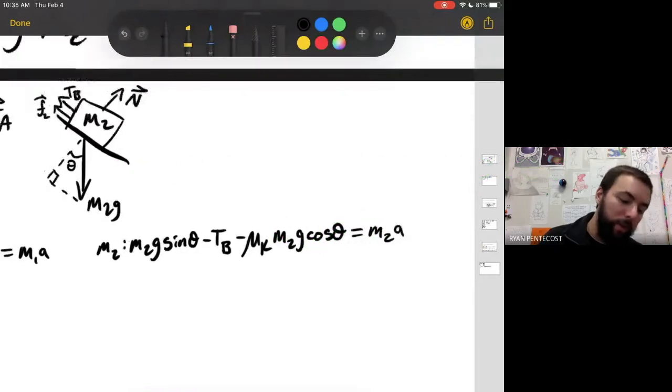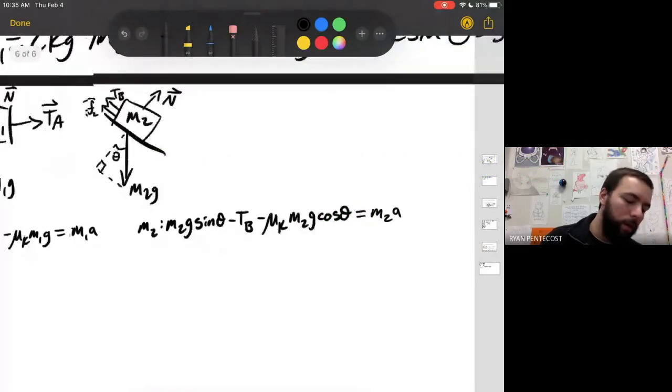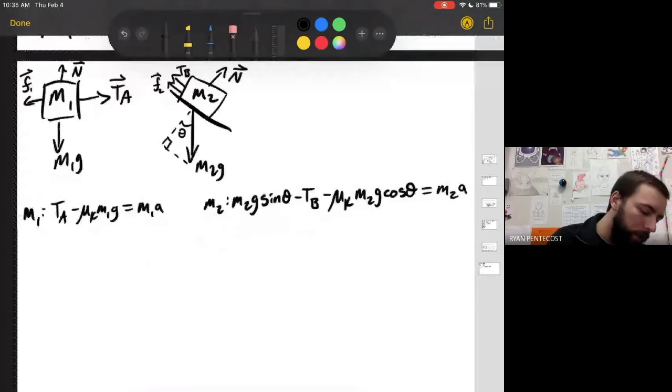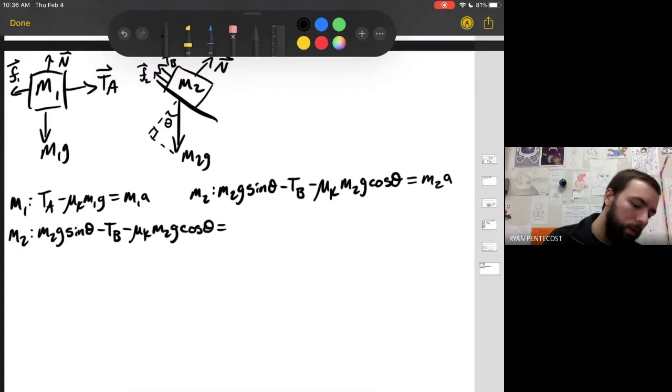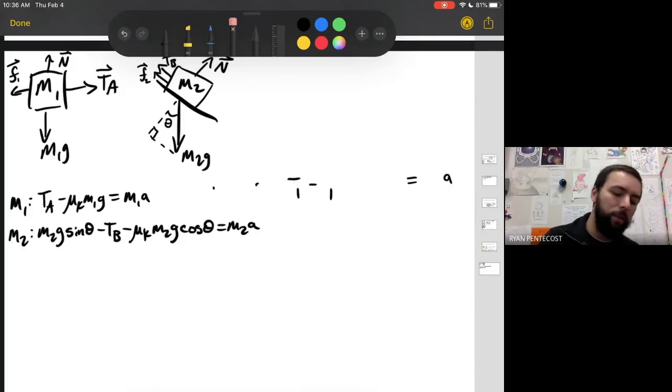Okay, now that's ready to put over in our stack and rack. So we've got M2G sine theta minus TB minus mu k M2G cosine theta. That equals M2A. I really should have just copy pasted that over. I can do that. I forget that I can do that sometimes.